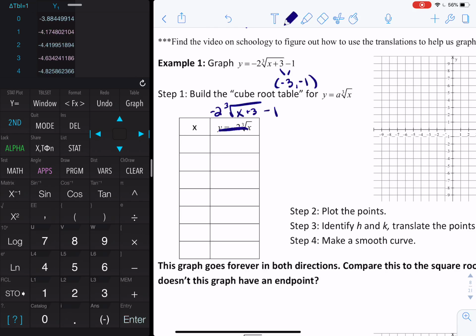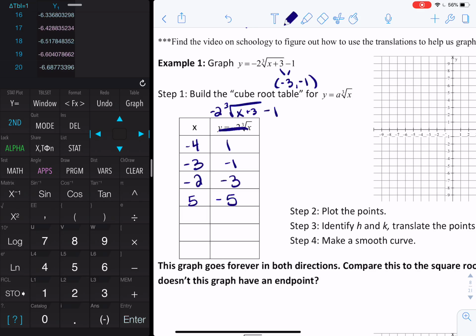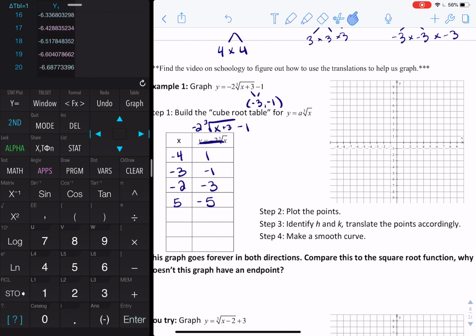So let's go ahead and look for some points to plot. I know I'm going to have negative 3, negative 1. But if you look, I can see we also have negative 4, 1. So why don't we get that one written down as well? I also see negative 2, negative 3. See if we can find any more. I see 5, negative 5. All right, that's pretty good. So I'm going to go ahead and plot these points. Oops, wrong one. So negative 4, 1 is here, then negative 3, negative 1, then negative 2, negative 3, and 5, negative 5.